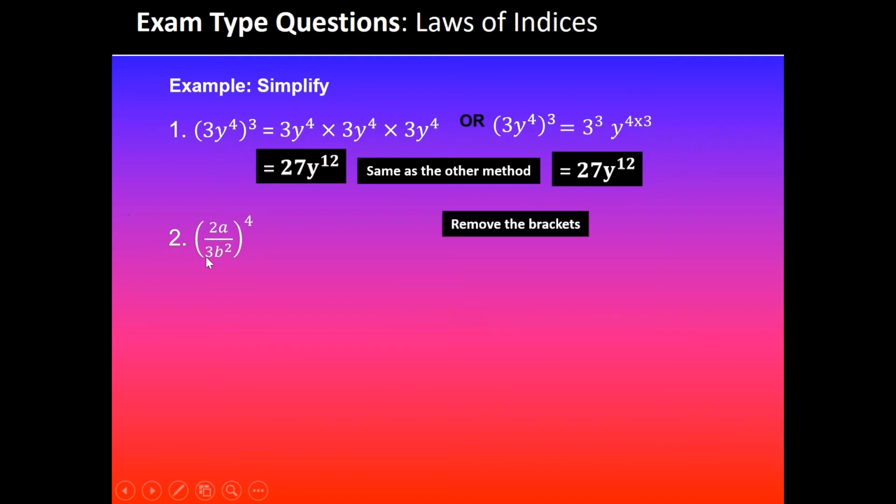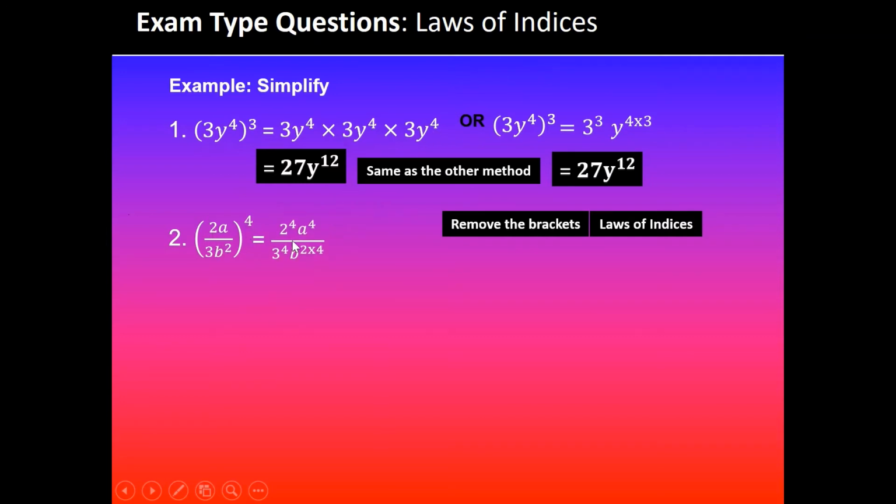First we will need to apply laws of indices to get rid of the bracket. In this case, as you can see, 2a whole thing is raised to the power of 4, as well as 3b squared, because they're contained in the brackets. So we'll remove the bracket by using laws of indices.